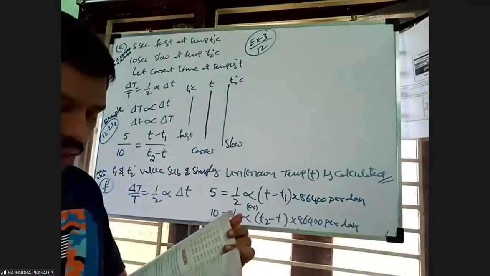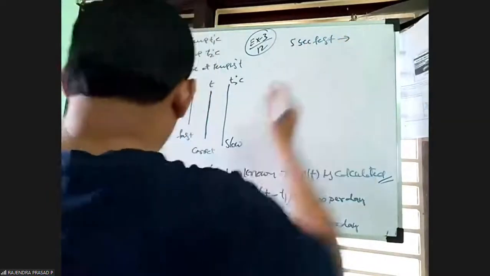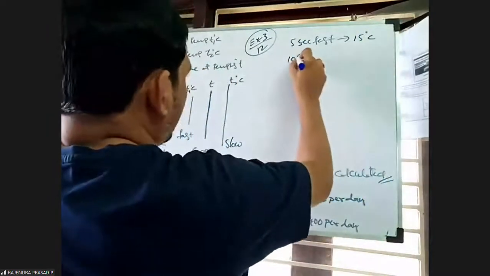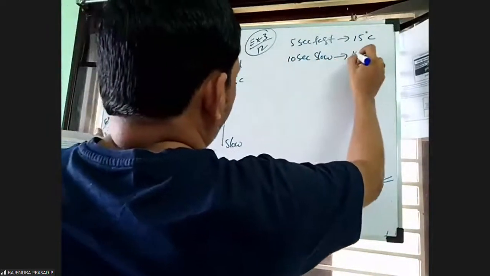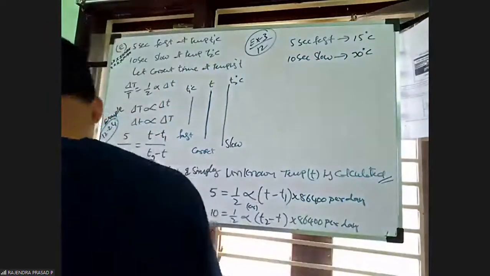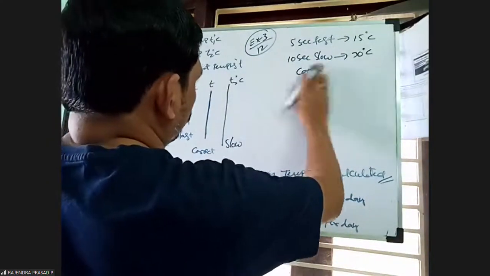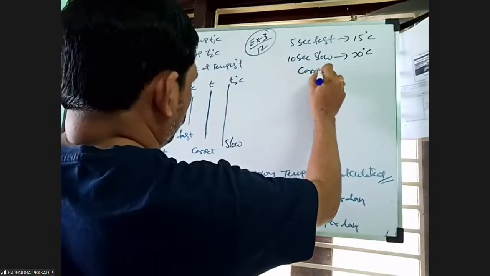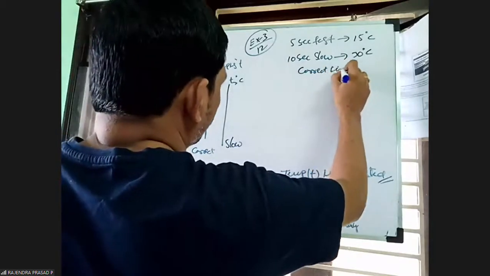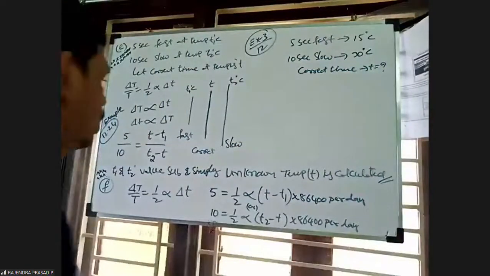So the pendulum clock is 5 seconds fast at a temperature of 15 degrees C. Same as the example problem. 10 seconds slow at a temperature of 30 degrees C. Calculate the correct temperature. Correct time temperature, same formula.